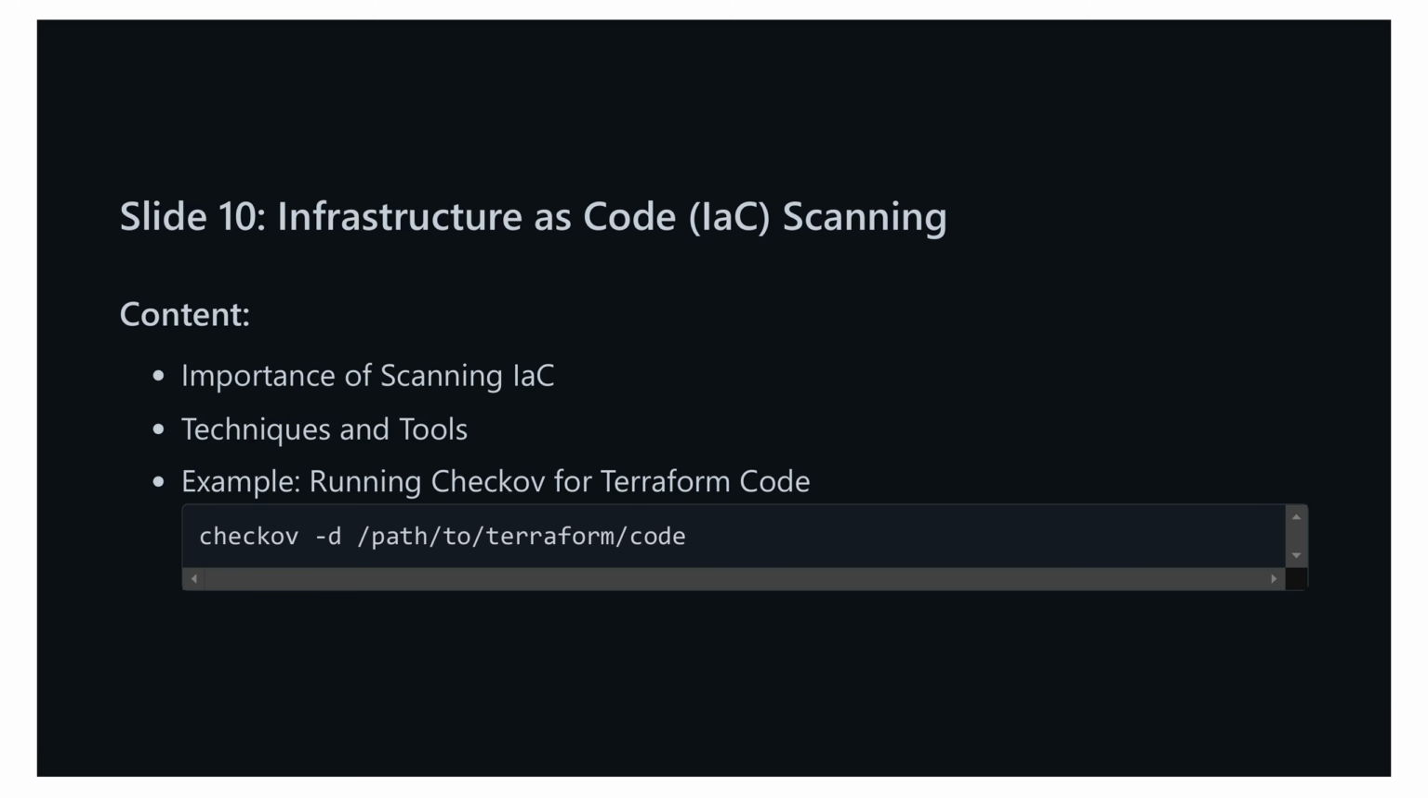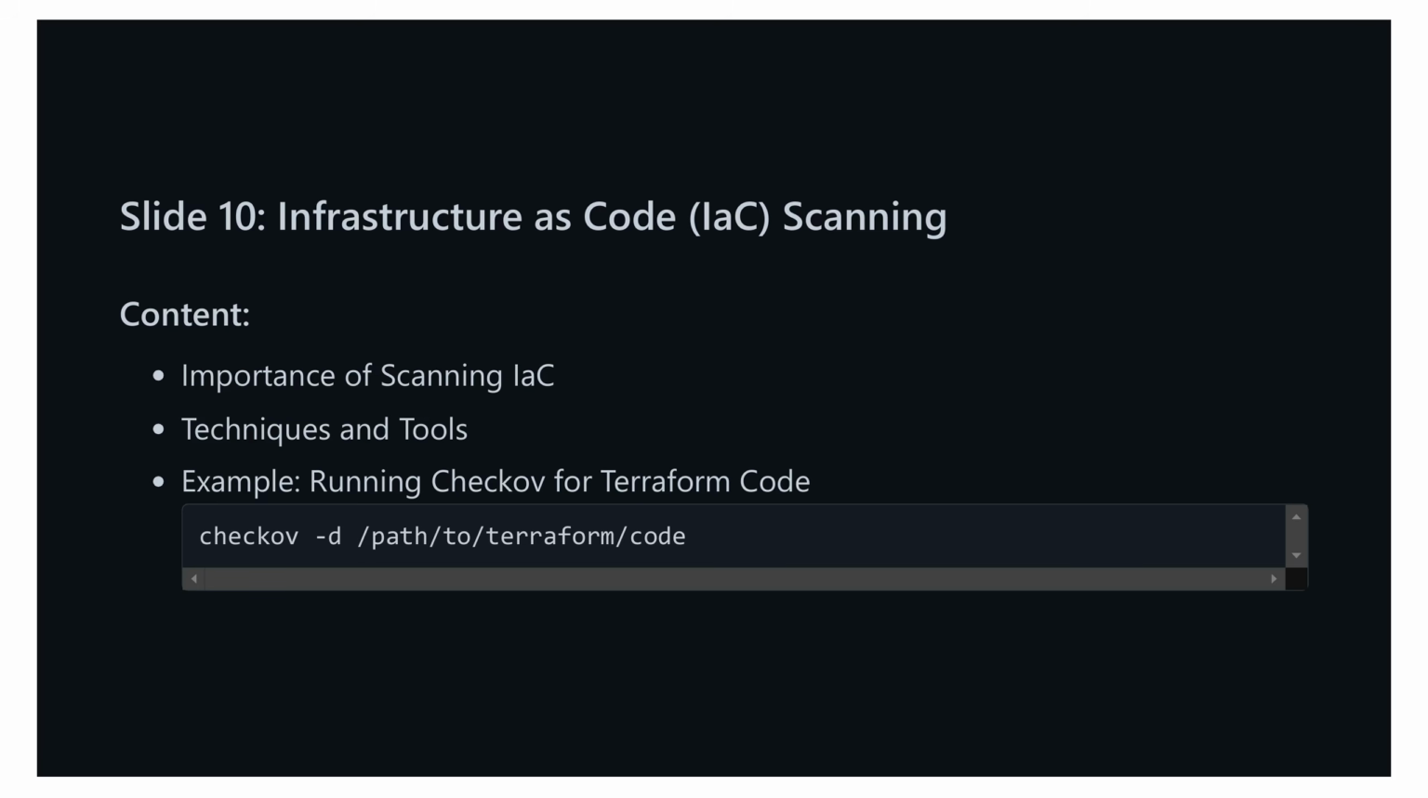When we talk about the importance of scanning IaC, we're focusing on identifying potential security risks before these configurations are deployed. This preemptive approach helps us avoid introducing vulnerabilities into our production environments. For techniques and tools, there are various options available to scan IaC files. One popular tool is Checkov, which is designed to detect cloud infrastructure misconfigurations within Terraform, CloudFormation, Kubernetes, and ARM templates.